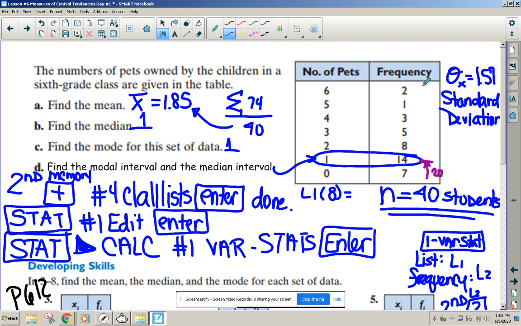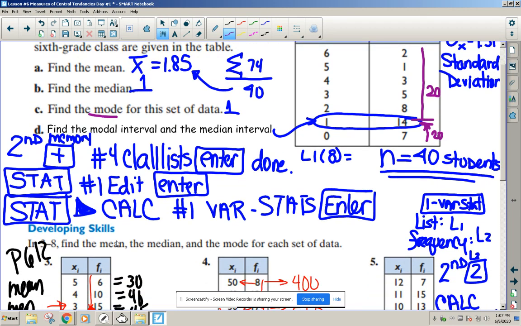And then I would start from the other end, and I would say 2 plus 1 is 3. 3 and 3 is 6, 6 and 5 is 11, 11 and 8 is 19, and guess what? I hit my 20th piece of data in the same interval. So that is how I know the median for this is 1. The mode, the most often, would be 1. 14 kids in the class have 1 pet, so the mode is 1. And find the modal interval, where the modal interval would be this interval here, if I circled it. Sometimes they make the word sound kind of fancy.